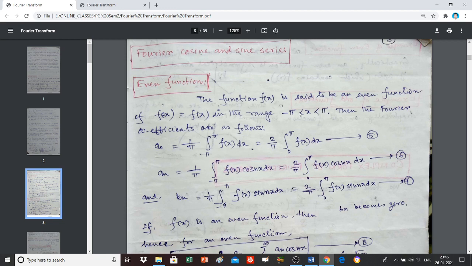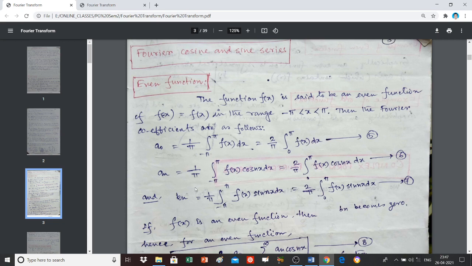This is the range minus pi less than x less than pi, that means in the closed interval minus pi to plus pi. Then the Fourier coefficients are as follows. We know that a0 can be written as 1 by pi, integral from minus pi to plus pi of f(x) dx, and that can also be expressed as 0 to pi with multiplication of 2, that is 2 by pi, integral 0 to pi f(x) dx.